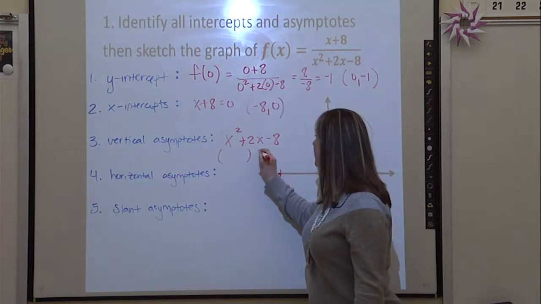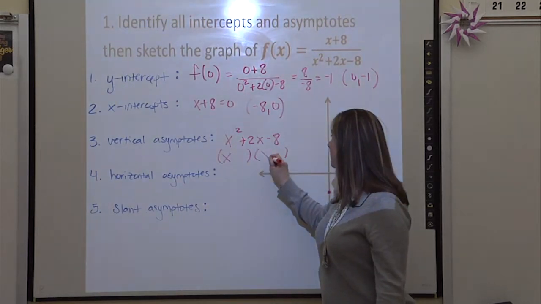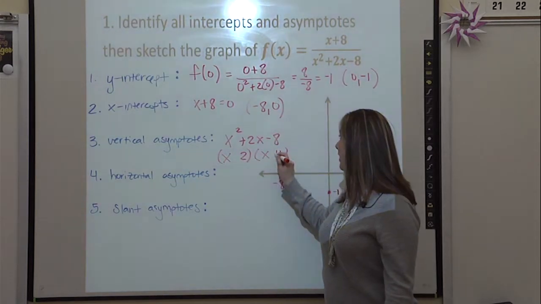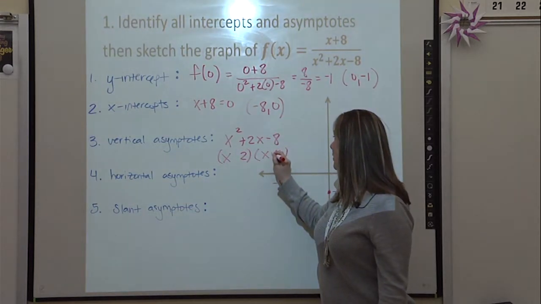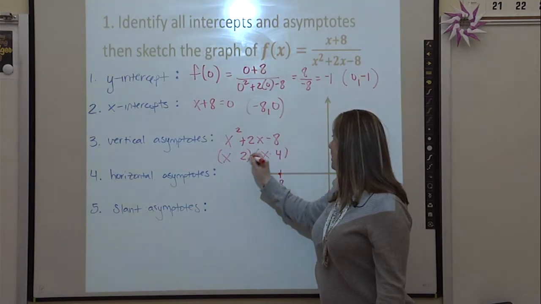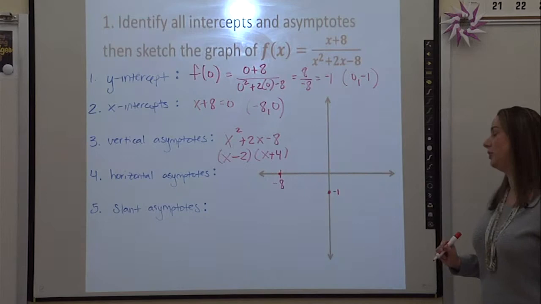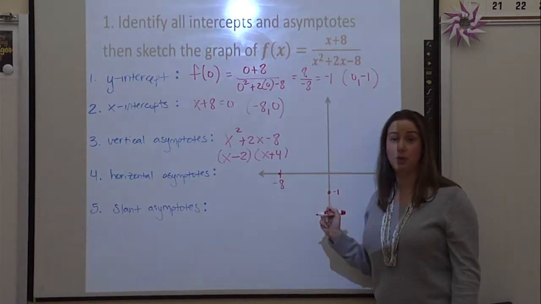When I factor this, I'm going to get x and x, 4 and 2, and I'm going to have negative 2 and positive 4. So 4 minus 2 will give me 2. So this is how I would factor this quadratic.